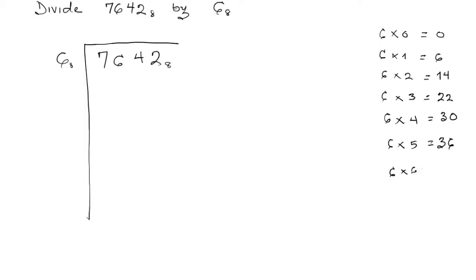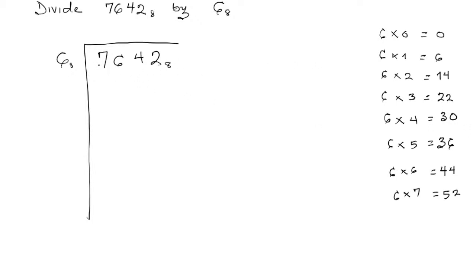6 times 6 is 36. 36 is 4 bunches of 8, which makes 32, and 4 units. So 4 bunches of 8 and 4 units. 6 times 7 is 42. 42 in base 8 is 5 bunches of 8, which is 40, and 2 units. 5 bunches of 8 and 2 units. So that's 52. So now that we have that written out, it makes our division very easy.